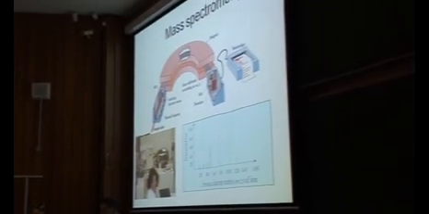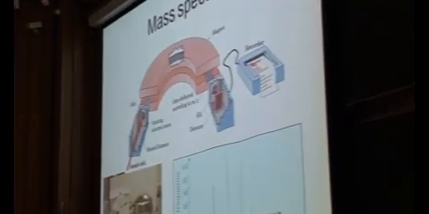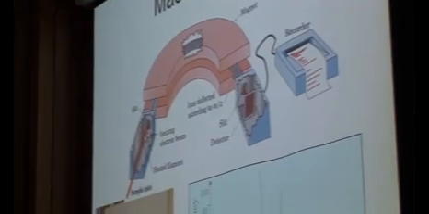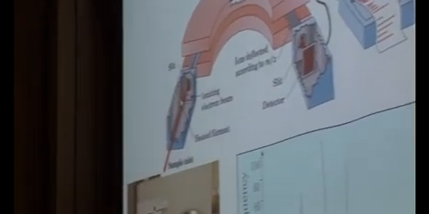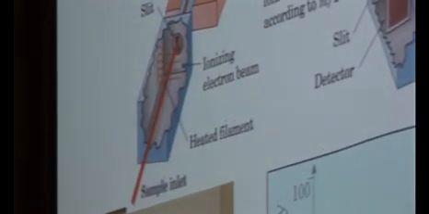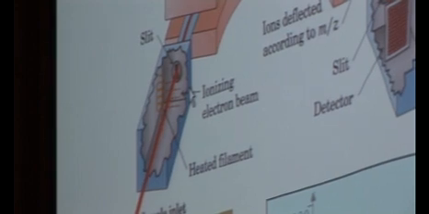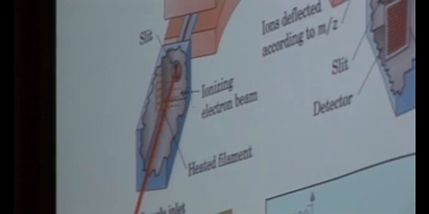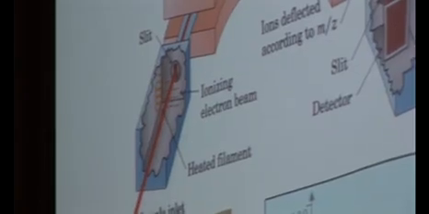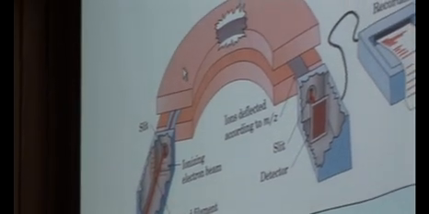The way it works is the sample is injected into the machine. There is a beam of electrons which we say ionizes the sample. It converts it into cations by removing an electron, and we have now got a charged beam of particles, a charged beam of molecules. They can be separated by passing them through a magnet.